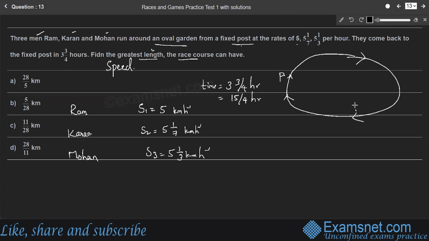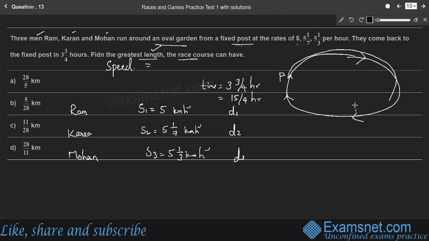So here, what is the greatest length the race course can have? It is nothing but the distances traveled by them. First we need to consider the distances traveled by them. The highest common factor of the distances gives the greatest length the race course can have. So we'll find the distance covered by them as D. Let the distance covered by Ram be D1, by Karan be D2 and by Mohan be D3.